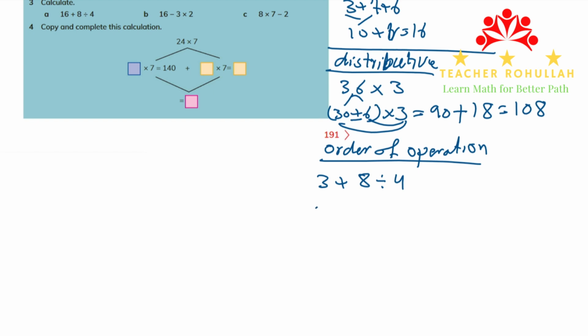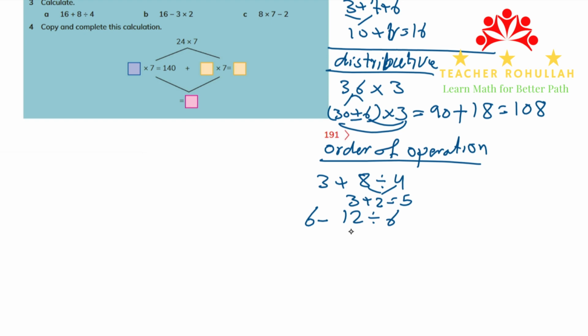Or maybe 6 minus 12 divided by 6. To solve this problem, we have to use the rule of order of operation. According to the rule, we have to first calculate the multiplication and division. Over here in both problems, we have division. So we have to calculate the division first. 8 divided by 4 is 2, and 3 plus 2 is 5. This is how we can do it according to the rule of order of operation.